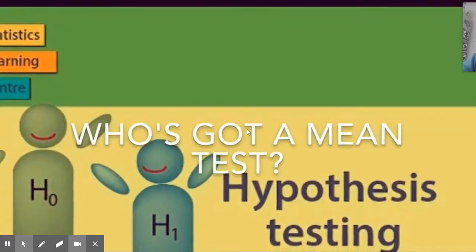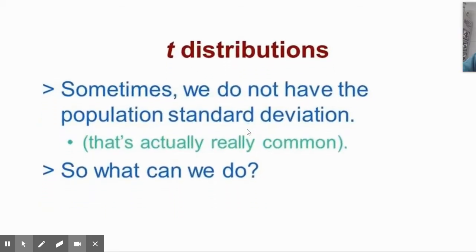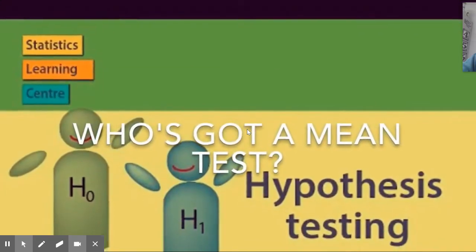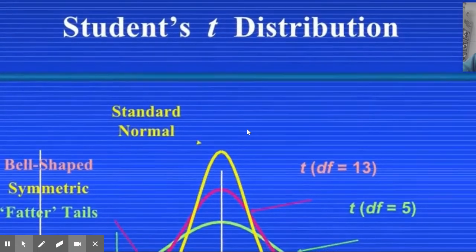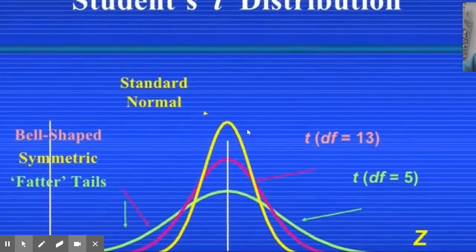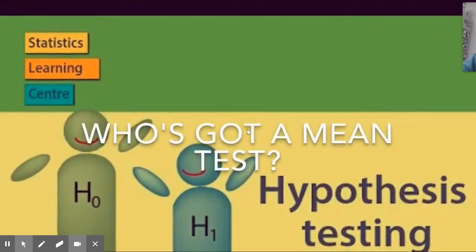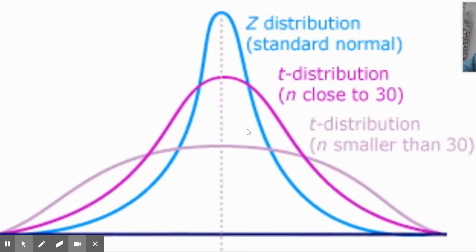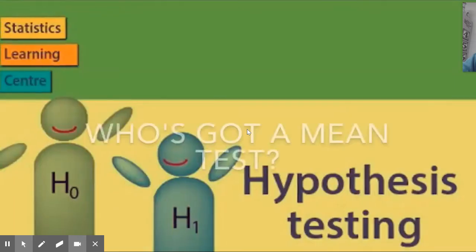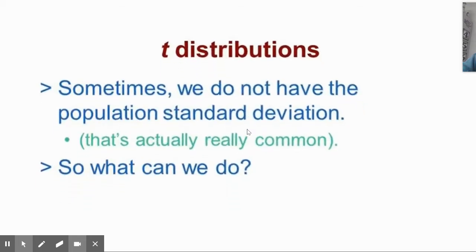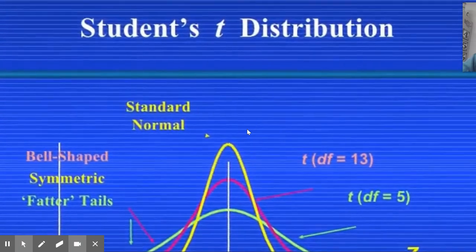Who's got a mean test? T, not sample standard deviation. T, not Z. Who's got a mean test? T, not must include the DF. T, not Z. Who's got a mean test? T, not sample standard deviation. T, not Z. Who's got a mean test? T, not Z. Must include the DF. T, not Z.